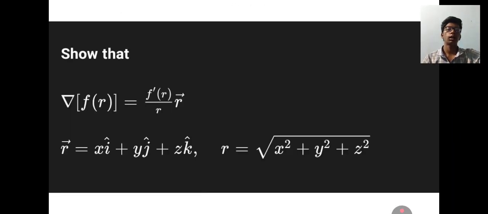Show that del f of r equals f dash of r by r into r bar. R bar equals x i bar plus y j bar plus z k bar. R equals square root of x square plus y square plus z square.